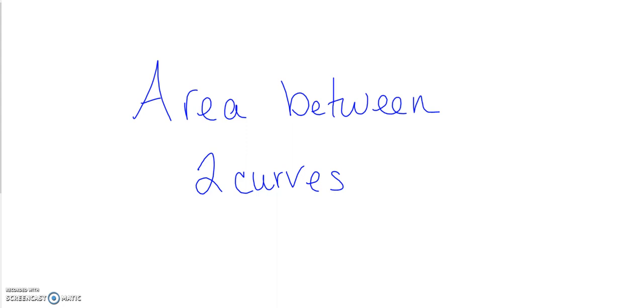We are now going to learn about area between two curves. This is going to be fun. Okay, so let's go ahead and start off with an example. So we have y equals x squared and y equals 2x minus x squared.